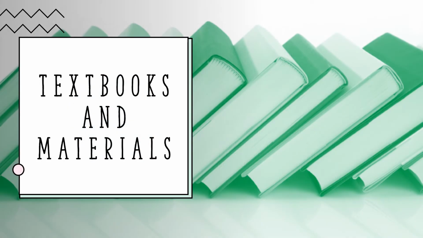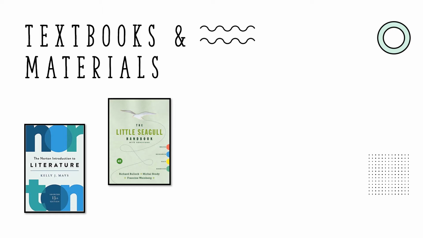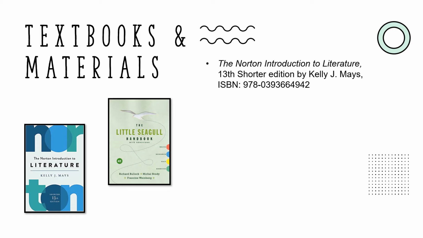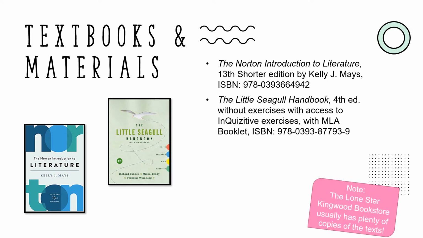Next, we'll go over the textbooks and materials you'll need for the course. For this course, you'll need two textbooks, the Norton Introduction to Literature and the Little Seagull Handbook. Note that the Lone Star Kingwood bookstore usually carries plenty of copies of the text. If you haven't already, be sure to pick up your copies as soon as possible.